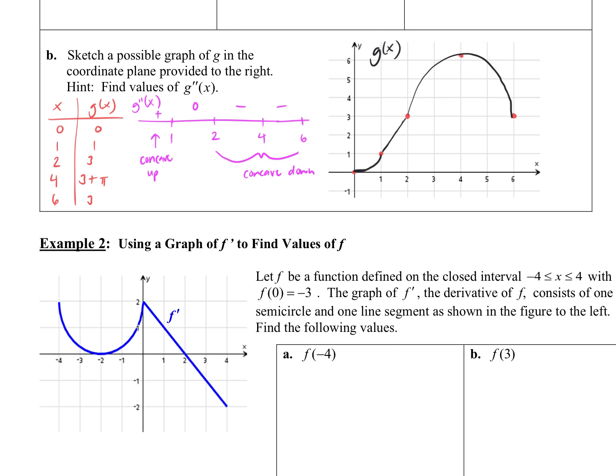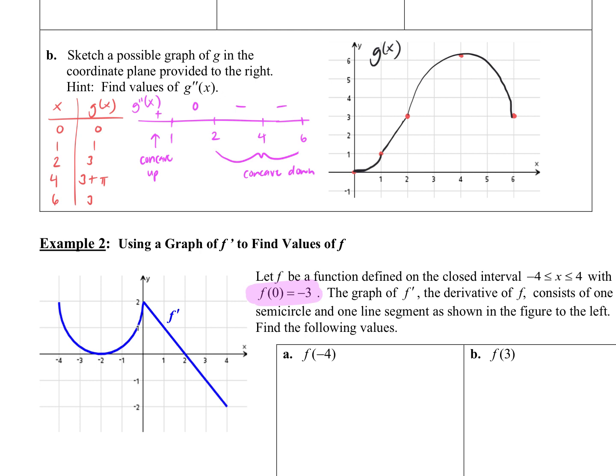Now we're going to be given a graph of f prime to find values of f. This function on the left is on a closed interval again, with f of 0 being -3. So this is going to be our starting point. You're going to be given a value for a bunch of things today to find our other value. We're given the first derivative on the left-hand side. We've got a semicircle and then a line segment.